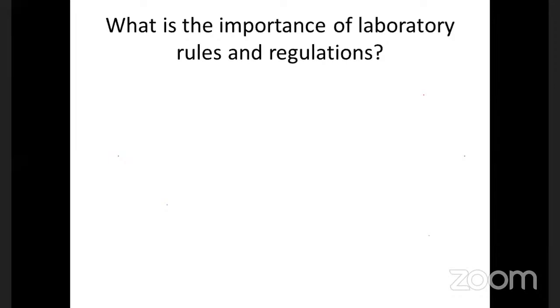Shubi. It prevents lab accidents. Accidents. Correct. Claire. It avoids the breaking of laboratory equipment. Yes, safety. At least we can be able to secure our laboratory equipment. That is true.